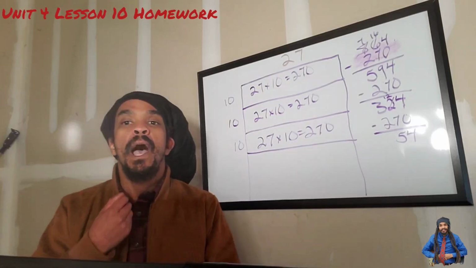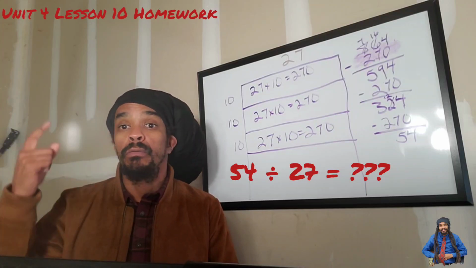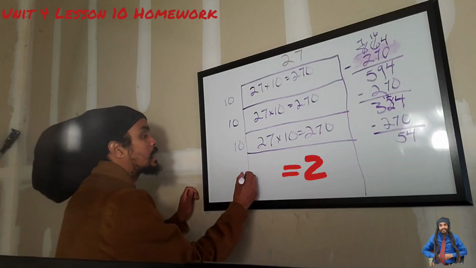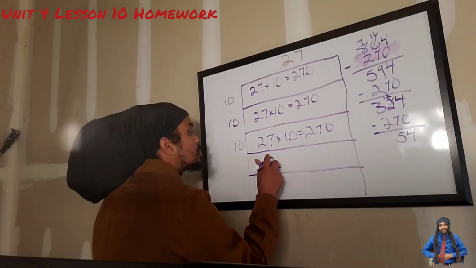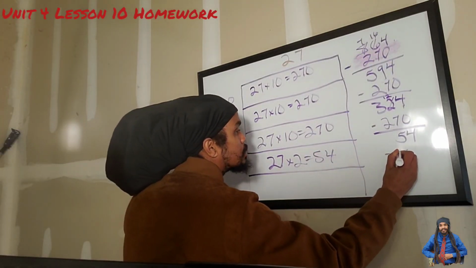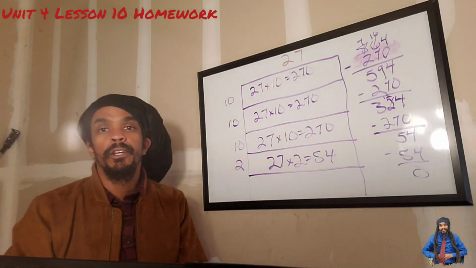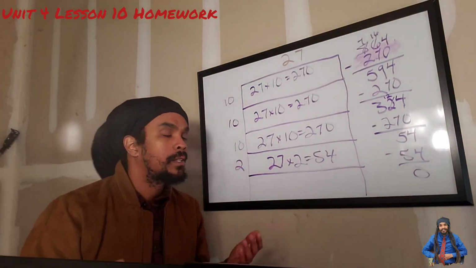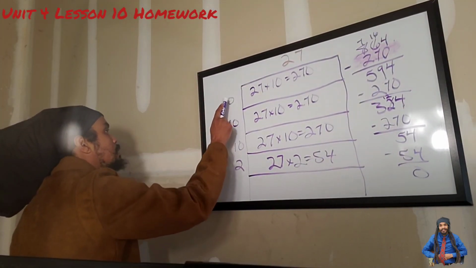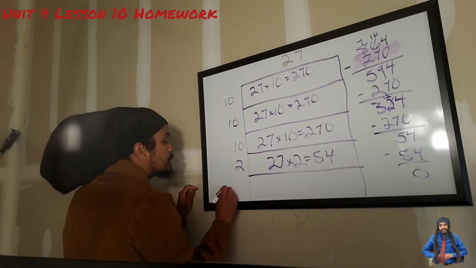So now you need to think, how many times will 27 go into 54? You know one would only be 27. I think it can go in twice, right? So 27 times 2 equals 54. That subtracts our answer. We get 0. So we want to look in here and see exactly what our answer is. In this case, 10 plus 10, 10, 10, 10 is 30, plus 2 is 32. So our answer is 32.